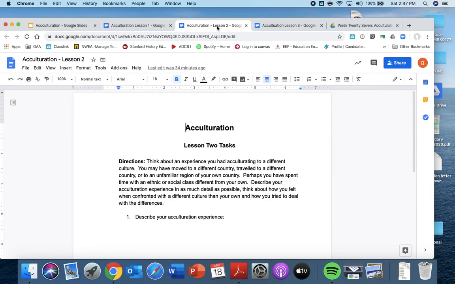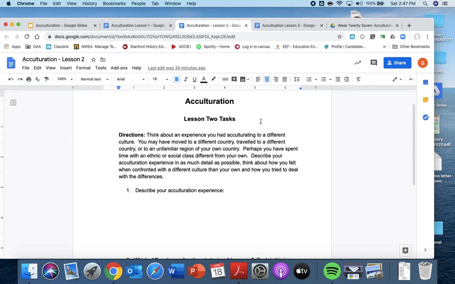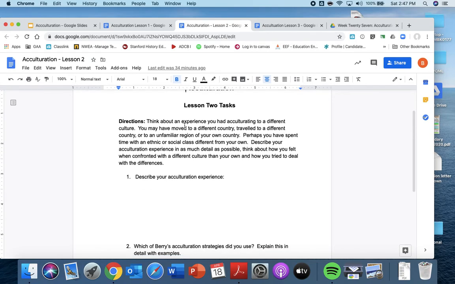Now, not all of you have lived in different countries, but most of you have probably at least visited different countries and have been able to experience a different culture to some extent. So the directions are: think about an experience you have had acculturating to a different culture. You may have moved to a different country, traveled to a different country, or to an unfamiliar region of your own country. Perhaps you've spent time with an ethnic or social class that's different from your own.